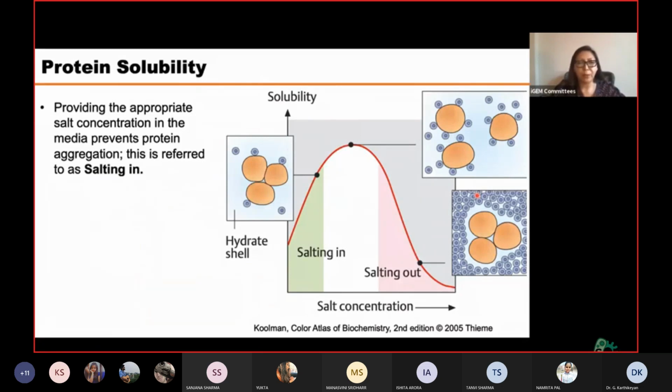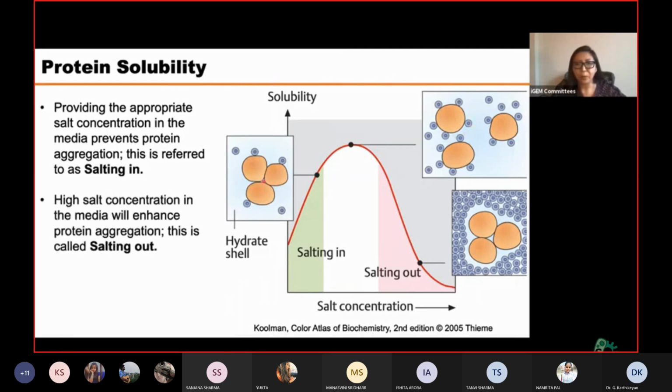If we have a protein in a medium, we need to provide the appropriate salt concentration in the medium to prevent protein aggregation, and this is referred to as salting in. This means that if you have the protein, the ions of the salt will begin to bind around the protein, helping the protein to be soluble in water, as you can see here, where each protein is perfectly ionized with salts to be dissolved in water.